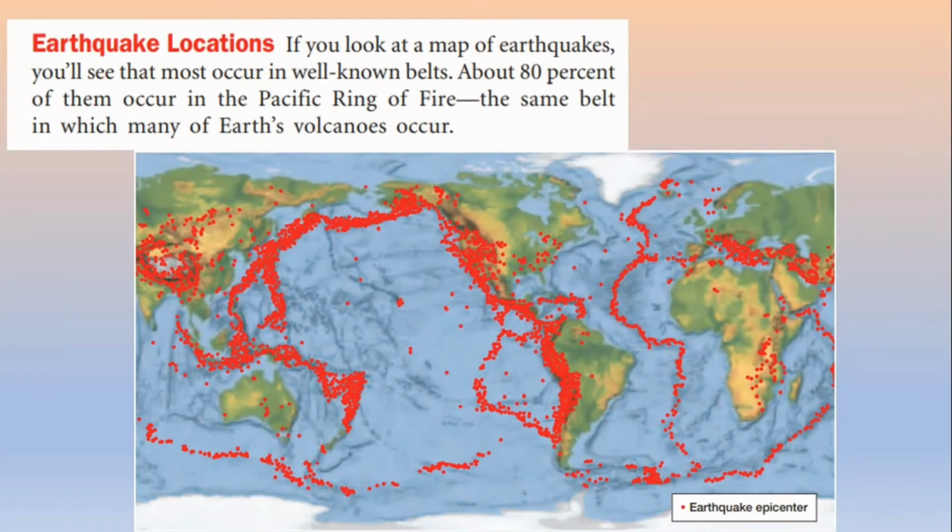Earthquake locations. If you look at a map of earthquakes, like the one in this picture, you'll see that most occur in well-known belts. About 80% of them occur in the Pacific Ring of Fire, the same belt in which many of Earth's volcanoes occur.